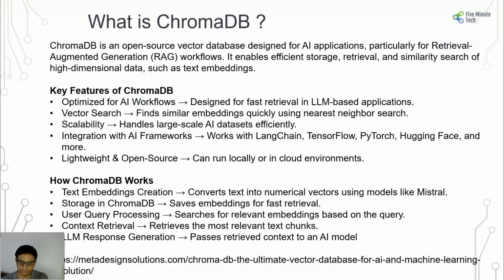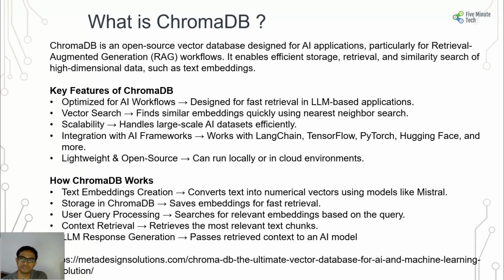Now moving on, we have ChromaDB, which will be used in our application as a vector database. ChromaDB is an open source vector database designed for AI applications, particularly for retrieval augmented generation, that is the RAG workflow, and it enables efficient storage, retrieval, and similarity search of high dimensional data such as text embeddings, and that we'll be showcasing now.